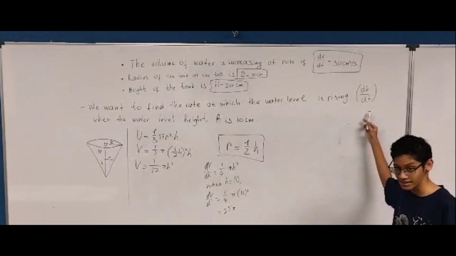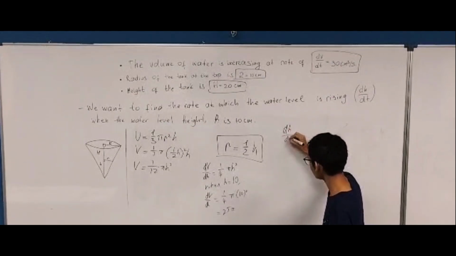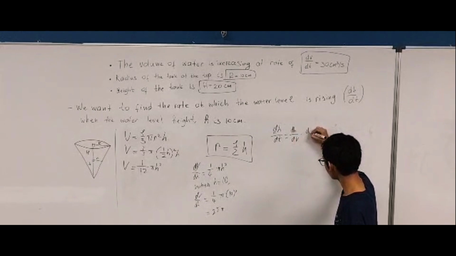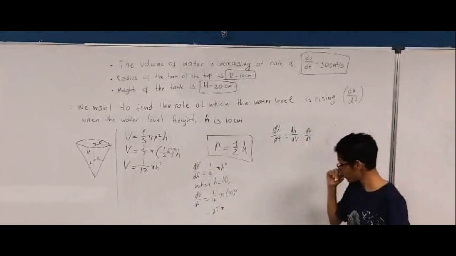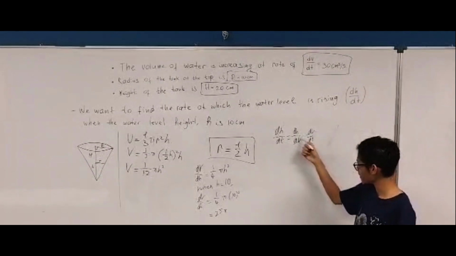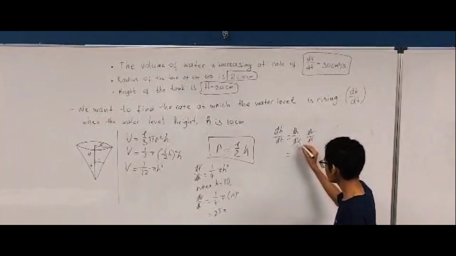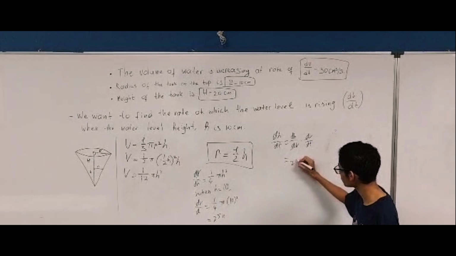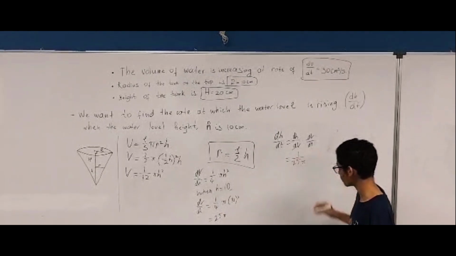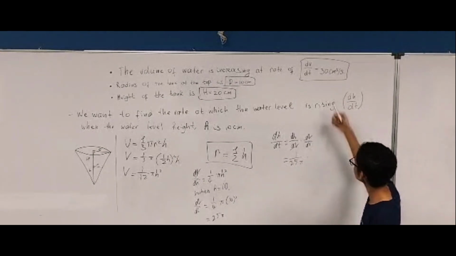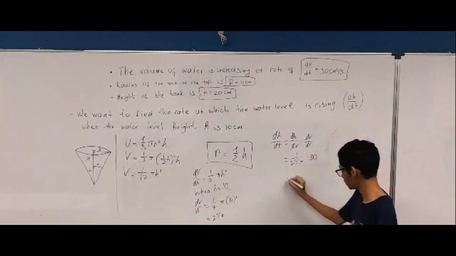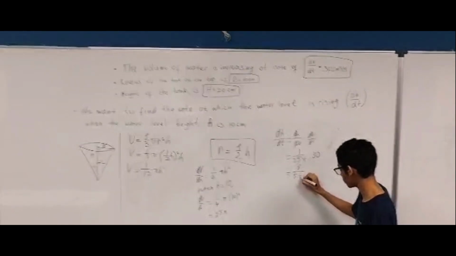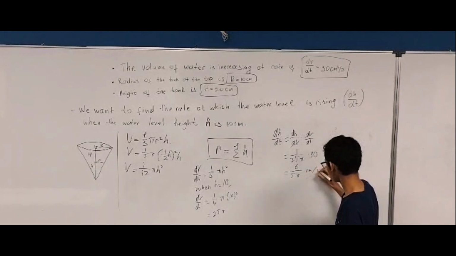Now how are we going to find dh over dt? Well, you can say that dh over dt can be equal to dh over dV multiplied by dV over dt. This works because the dV and dV can cancel out each other and you get dh over dt. So dh over dV we can take from here and flip the equation, so we get 1 over 25 pi multiplied by dV over dt, which is just 30. So we get 30 over 25 pi, and you simplify, you get 6 over 5 pi centimeters per second.